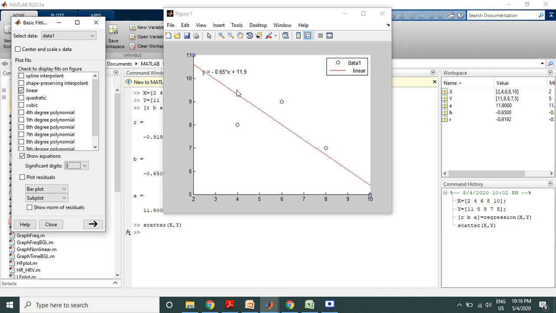So with these methods, you can find the simple linear regression on any data sets.